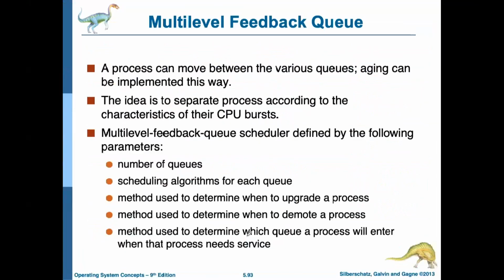All right, multi-level feedback queue. A process can move between the various queues. Aging can be implemented this way. The idea is to separate processes according to the characteristics of their CPU burst. A multi-level feedback queue scheduler is defined by the following parameters: the number of queues, the scheduling algorithm for each queue, the method used to determine when to upgrade a process, the method used to determine when to demote a process, and the method used to determine which queue a process will enter when it needs service.